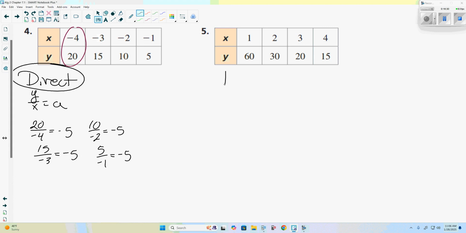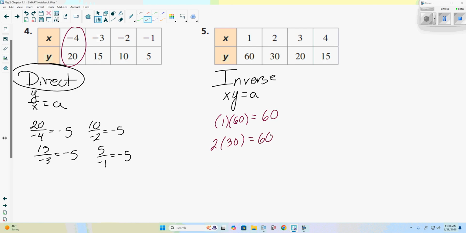For number 5, do we want to try direct or inverse first? Okay. X times y equals a. So our first one would be 1 times 60. 60. The next one is 2 times. And 3 times 20 is still 60.